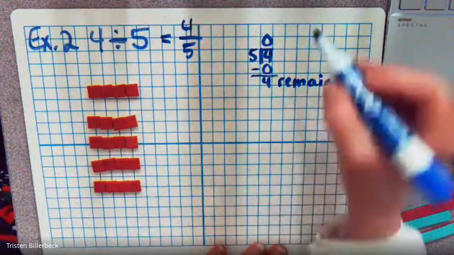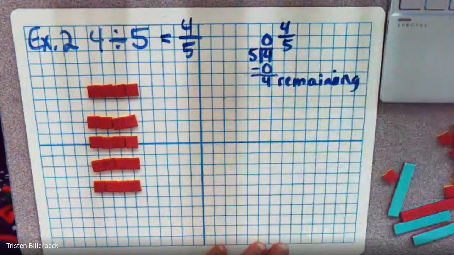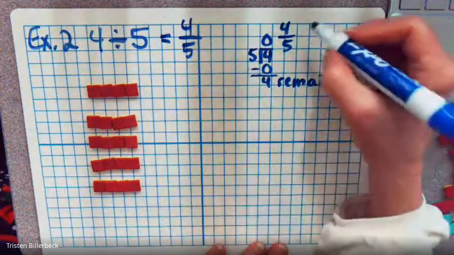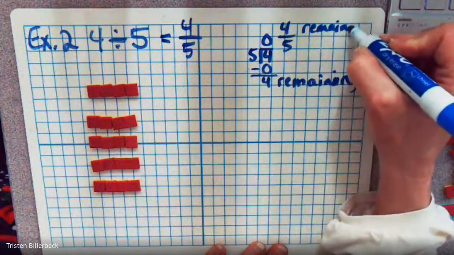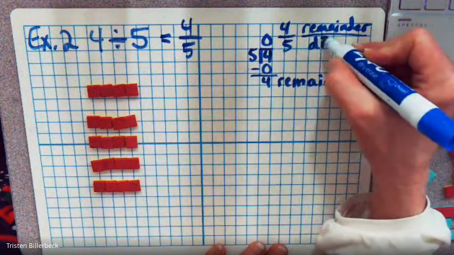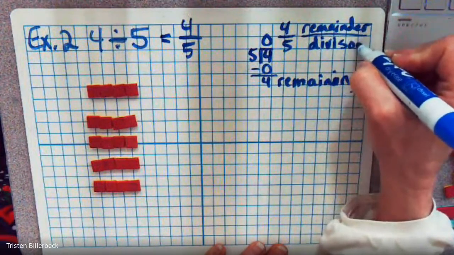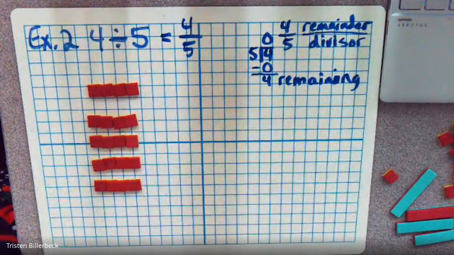So we write that as 4 over the divisor 5. So this is always the remainder over the divisor. Okay. All right.